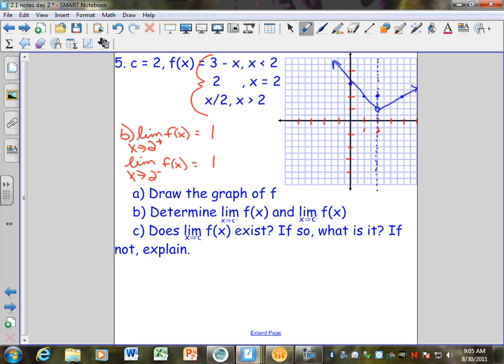Because the right and the left hand limit are the same thing. They both equal 1. So we know that our limit as x approaches 2 has to also equal 1. Because the right hand and the left hand limit equal the same thing, that's how we know the limit also exists. And yes, you could look at it and use what we've been doing. That's how you prove it exists, by explaining the right and the left hand limit.